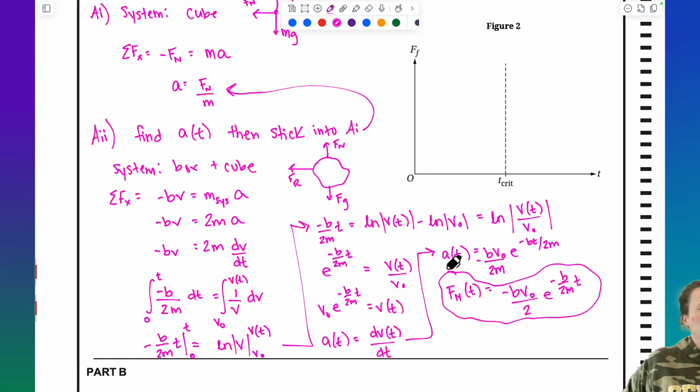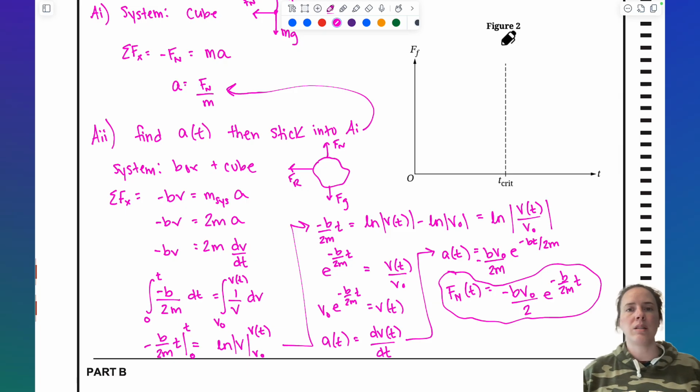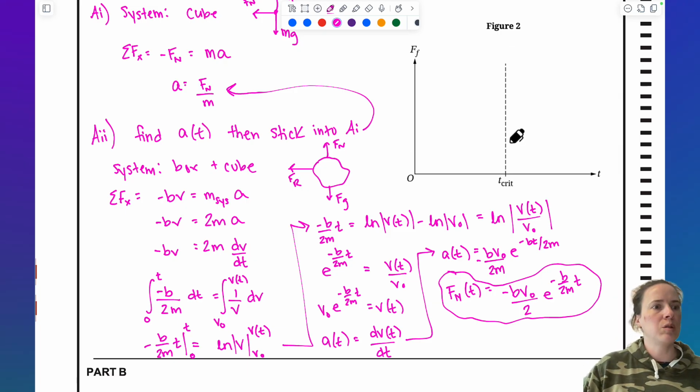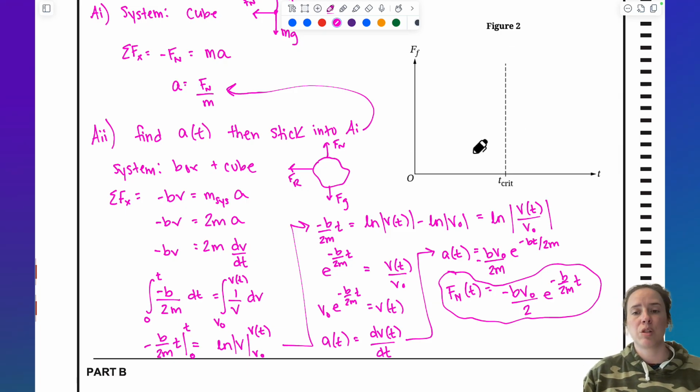Phew! Okay, cool. That was part A, I and II. We still have A iii, which is the graph. So on our axes below, we need to sketch the graph of the magnitude of the friction force.